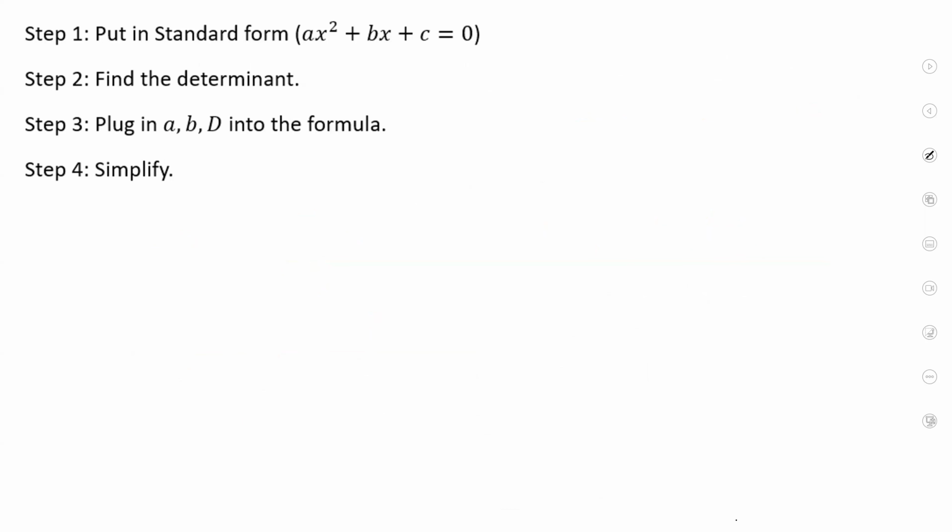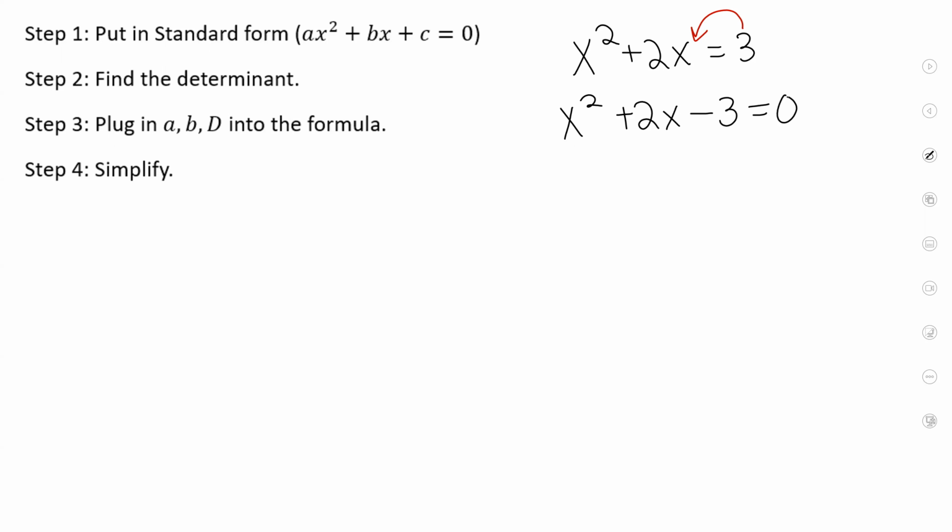Okay, so the next example on your paper is x squared plus 2x equals 3. Step 1, is this in standard form? No. Everything needs to be on the same side. Move this 3 to this side of the equation. So this will become x squared plus 2x minus 3 equals 0. Now it is in standard form. So we did step 1.